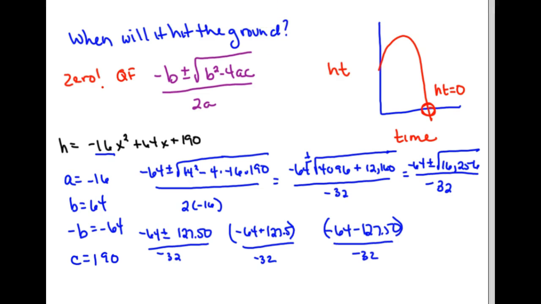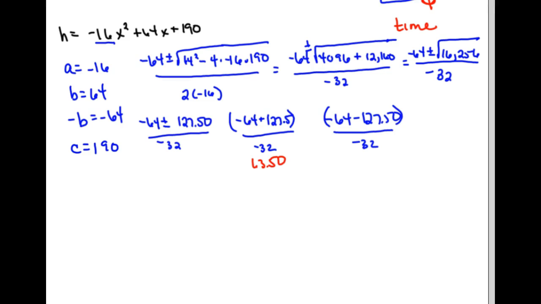So in your calculator, I want you to add those two numbers. You should get 6350. I'm going to extend our page here. You should get 6350 over negative 32. When you add these two numbers together, you should get negative 191.5 all over a negative 32. So this should be a 6, guys. 6350 over negative 32 is negative 0.198. And this becomes 5.98.